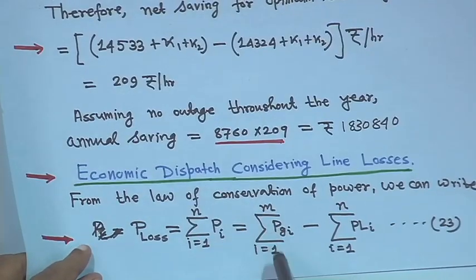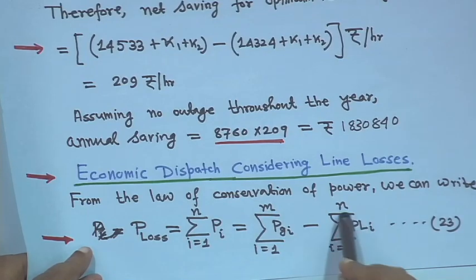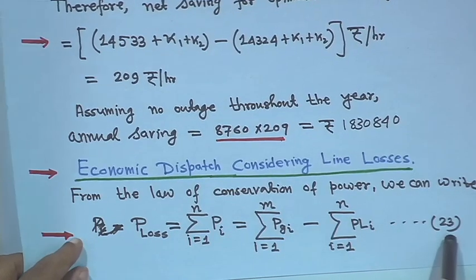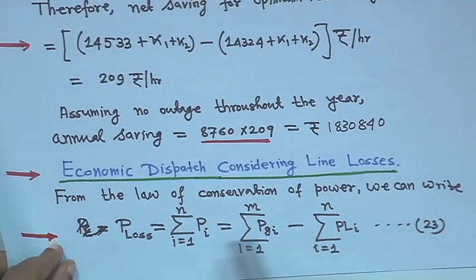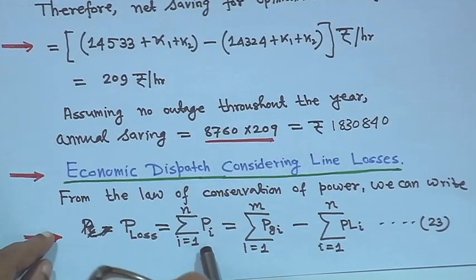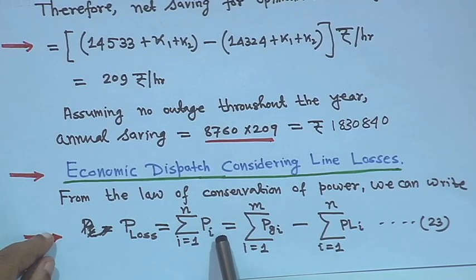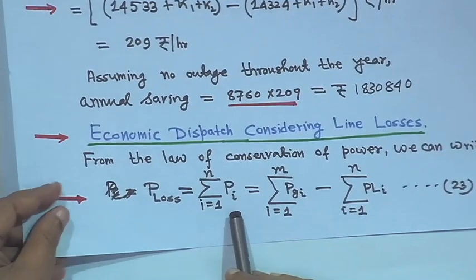Just now we showed the total power injection. Among that you have M number of generators. So, sigma I equal to 1 to M PGI minus sigma I equal to 1 to N PLI. This is equation 23, right. So, the loss is equal to the total injection of power, the sum of the injection of power at all the bus bars. This is understandable to you, right.